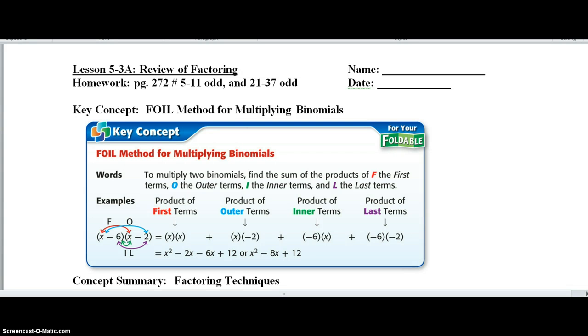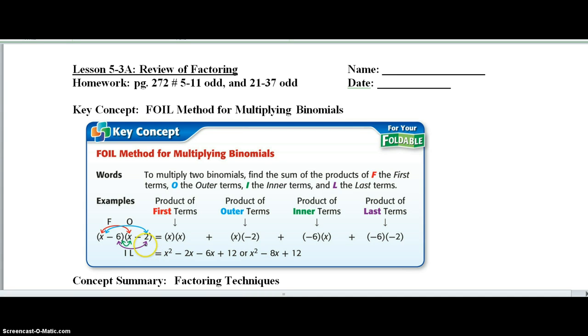So yesterday you guys were asking me if there's an easier way to find the zeros of a quadratic, and today we're going to take our first step towards that. What we're going to do today is review factoring. We're going to talk about the FOIL method. Everybody should be familiar with the FOIL method.